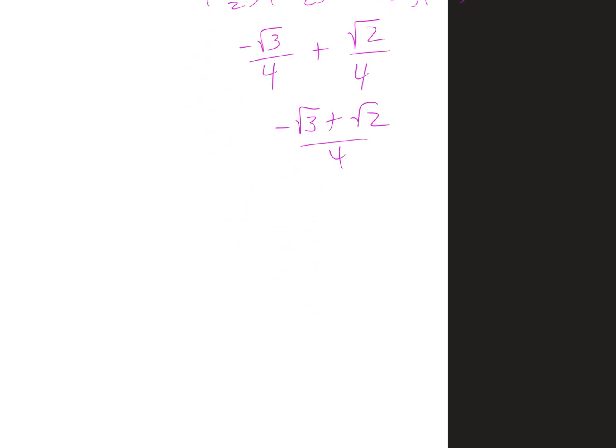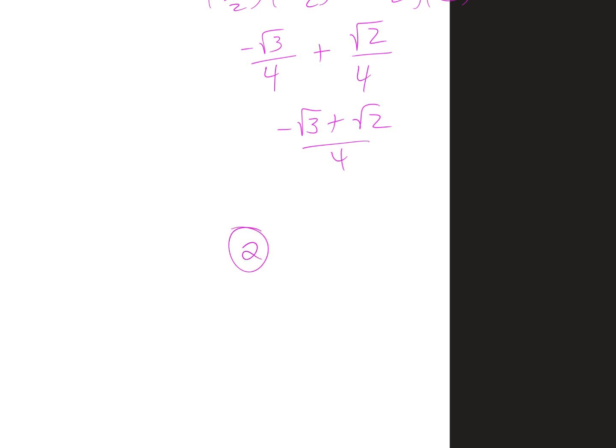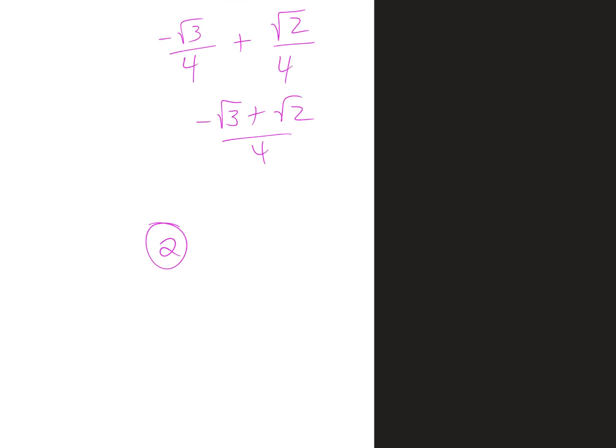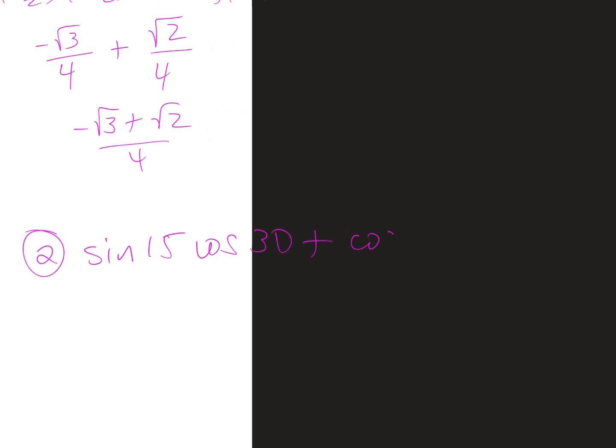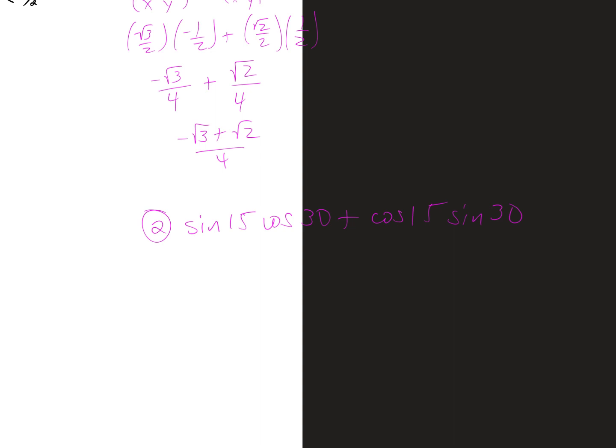All right, the second kind of sum and difference problem you'll have. It'll start off like this. Again, I'm making it up. Sine 15 cosine 30 plus cosine 15 sine 30. All right, are both of those angles on the unit circle? No, 30 is, but 15 is not.